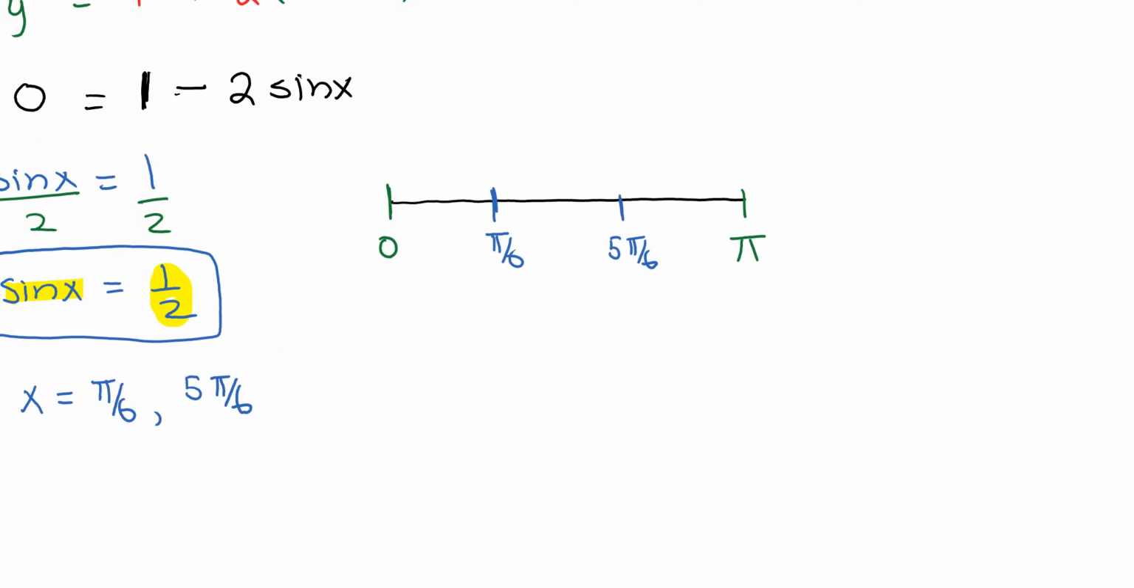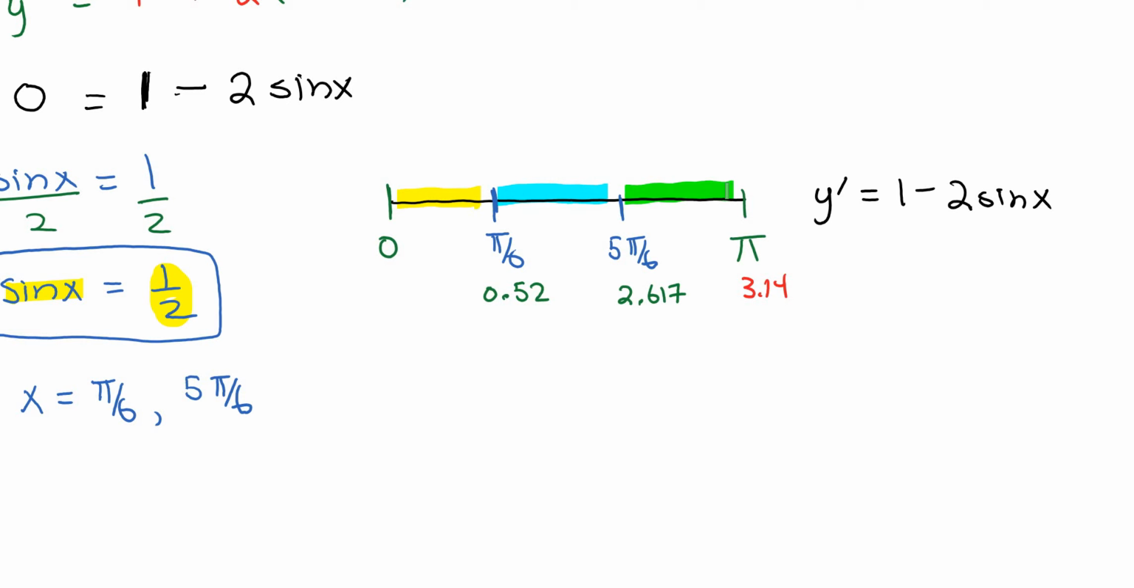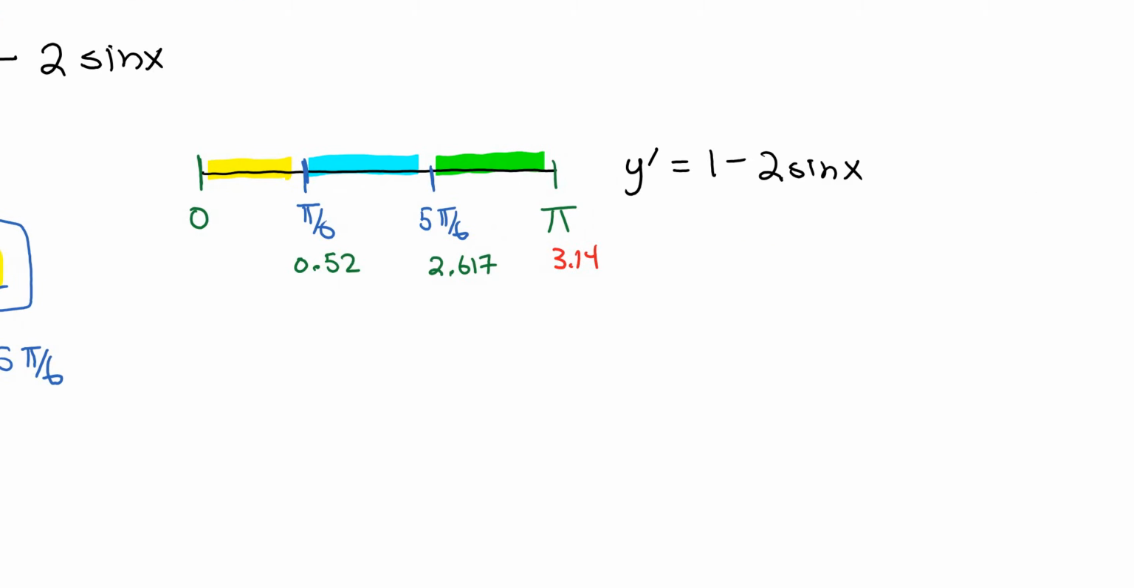Let's go ahead and write out the derivative here, which is y prime equals 1 minus 2 sine x. From here on outwards, I would just recommend using a calculator and doing this as an exercise. Pi over 6 is roughly 0.52, and 5 pi over 6 is about 2.617. And everyone knows pi, that's about 3.14. So now you want to find numbers in these regions and plug those numbers into the derivative, which is over here in purple.